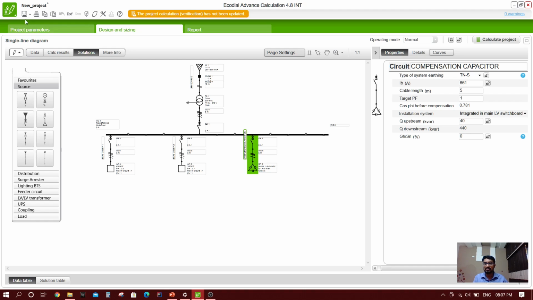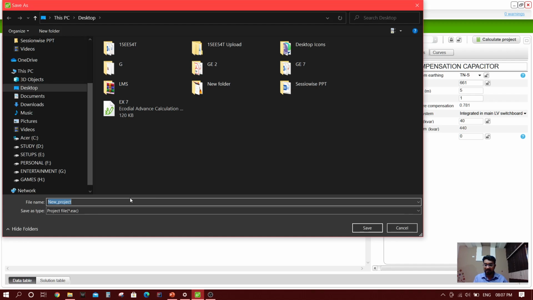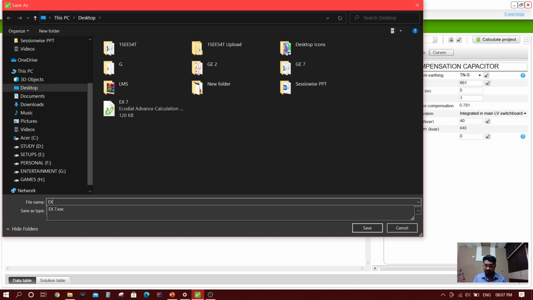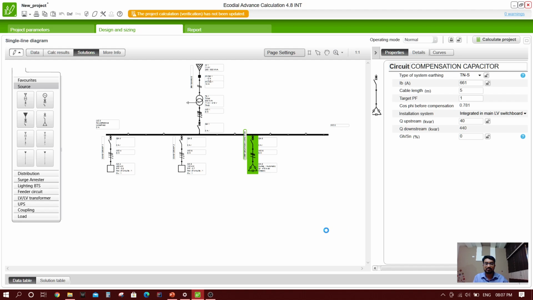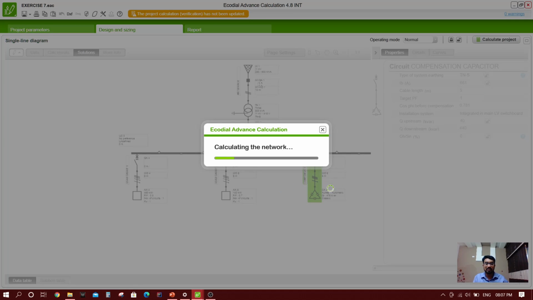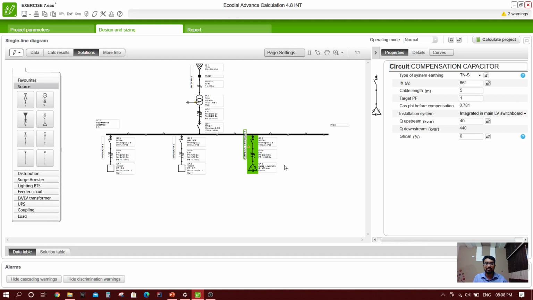Now I will save the project by clicking on this save button. You can name it as say exercise 7 and click on save. After saving the exercise, you can go to calculate project in order to calculate the size of the compensation capacitor which is required for the given exercise.